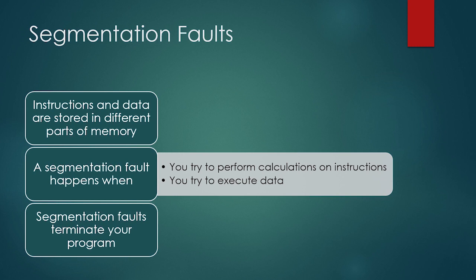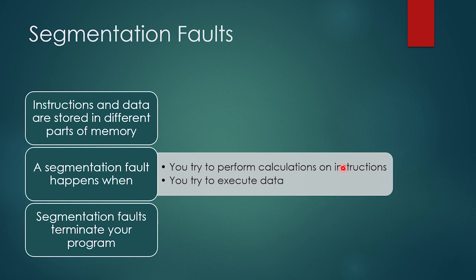Finally, I mentioned at the beginning of this that instructions and data are stored in different parts of memory, and they're stored separately. So you can get a segmentation fault, which happens when you try and perform calculations as instructions or on instructions. So you take an instruction and you treat it like data. You try and add 2 instructions together.